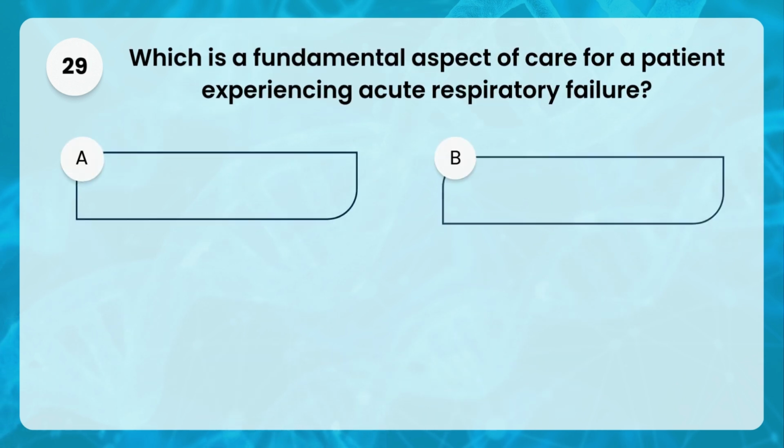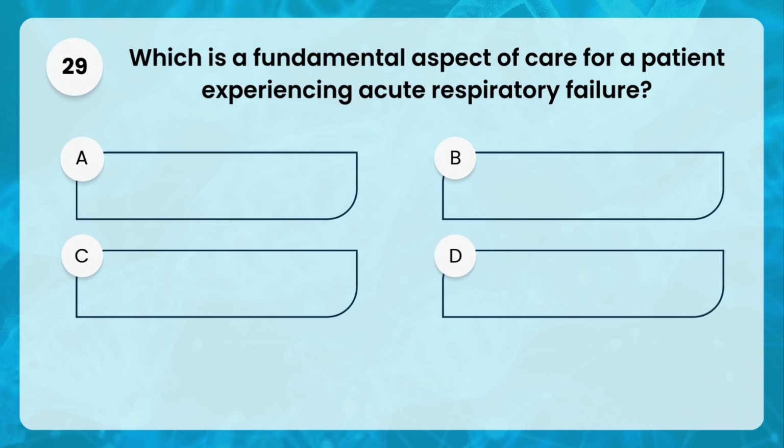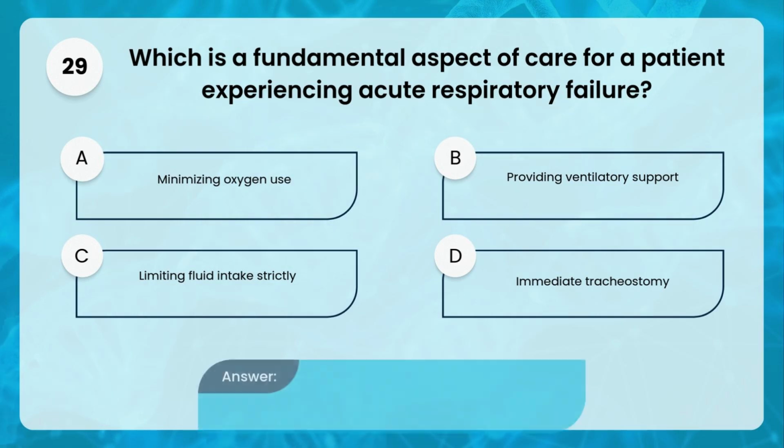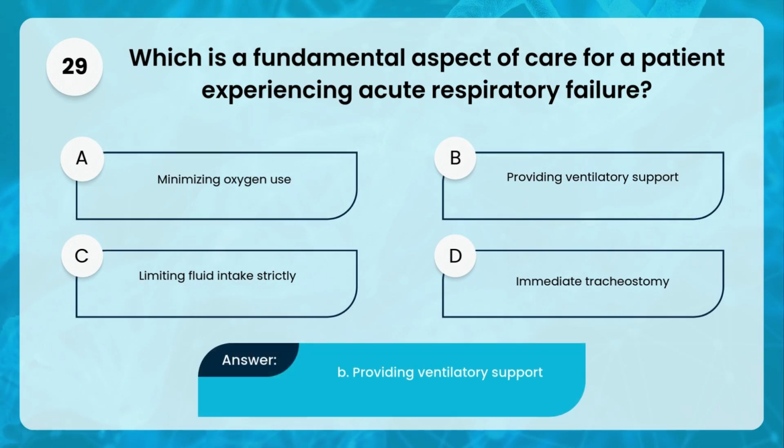Number 29. Which is a fundamental aspect of care for a patient experiencing acute respiratory failure? A. Minimize oxygen use. B. Providing ventilatory support. C. Limiting fluid intake strictly. Or D. Immediate tracheostomy. The answer is B. Providing ventilatory support.